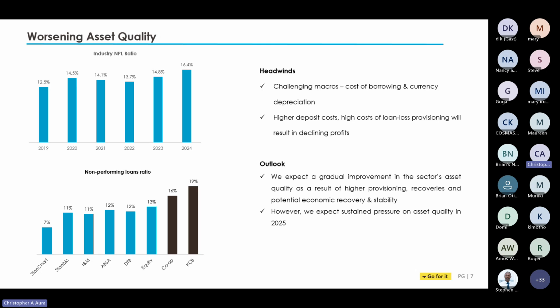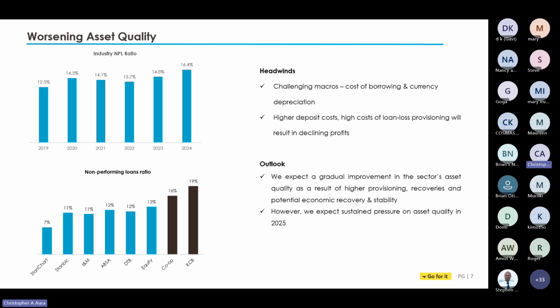But now we are hearing that the government is planning to float a bond. Maybe if they manage to pay, then we will see the non-performing loan ratio reducing. Because currently, as of December 2024, it was at 16.4. Right now, it has moved to 17.2. That shows you the credit quality in the market is really bad. And this has affected KCB and the CHF. They are the most affected companies, and also National Bank of Kenya.